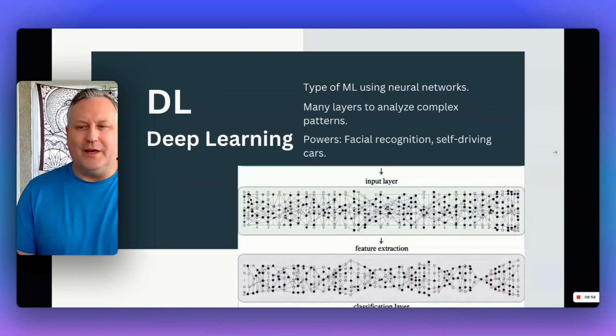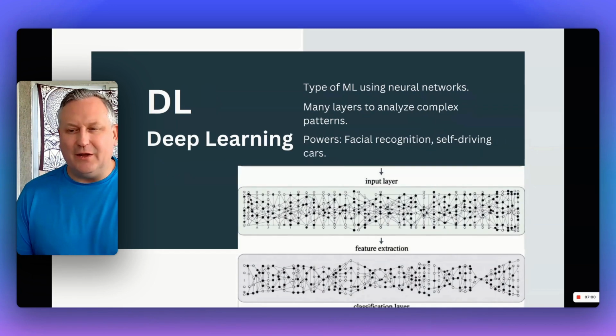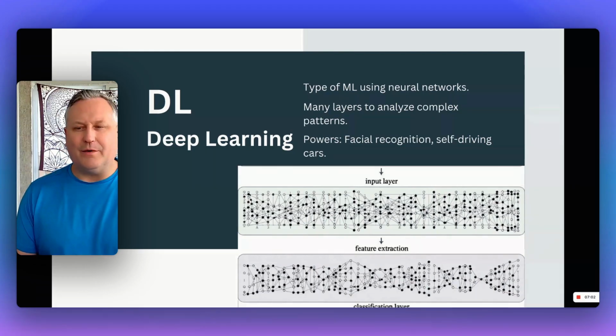DL, deep learning. Okay, so this is a type of machine learning, ML, using neural networks. So many layers to analyze complex patterns. And this is what powers facial recognition, self-driving cars. Again, deep learning, really getting very deep into the data, and the machine actually learning very complex, very intricate patterns.